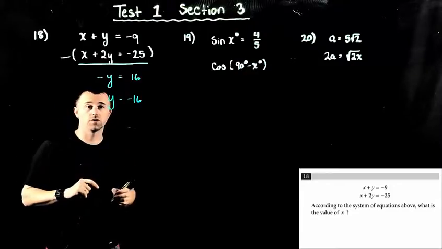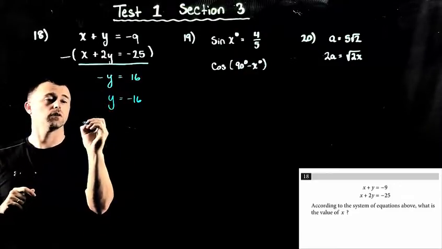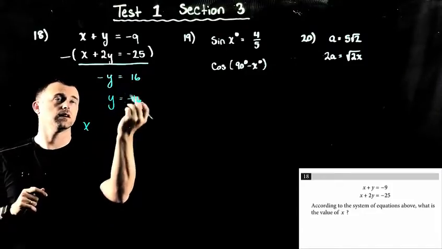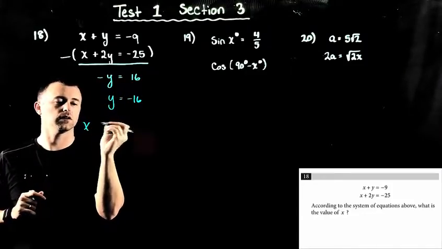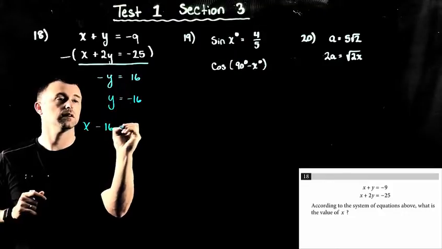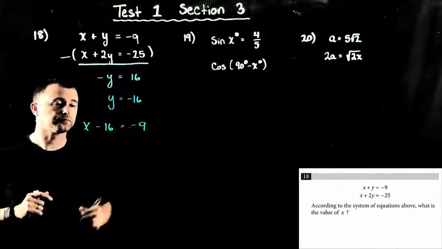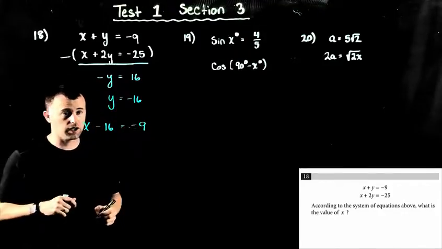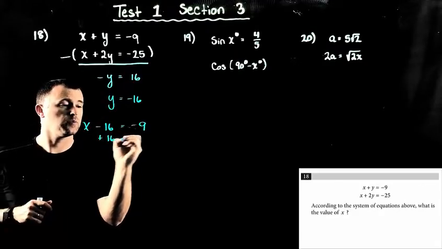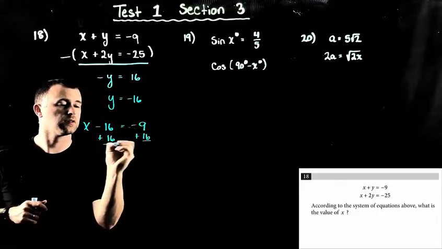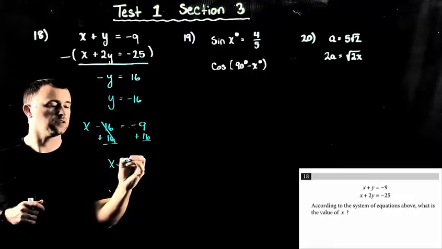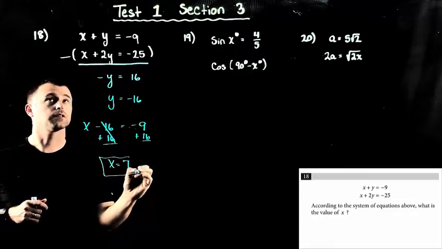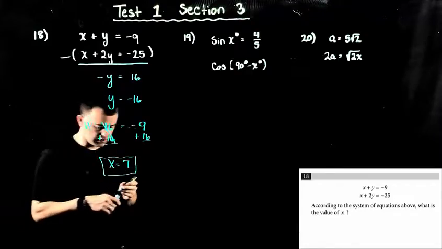However, we're looking for the x value here. So I'm going to go x plus y, which is plus negative 16, so minus 16, equals negative 9. So here we're just going to add 16 to both sides, and x is equal to 7. So that's going to be number 18.